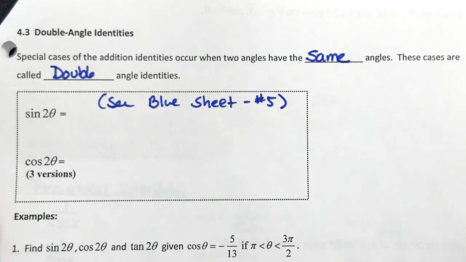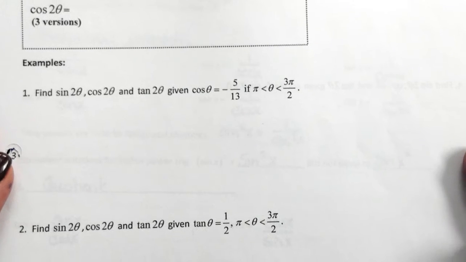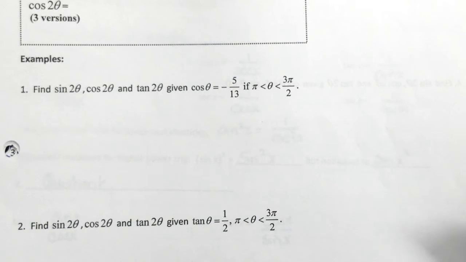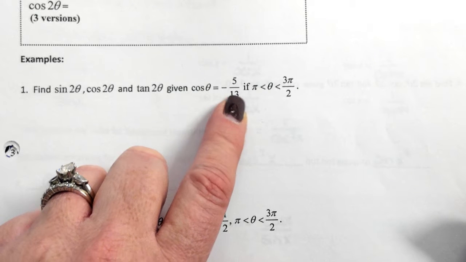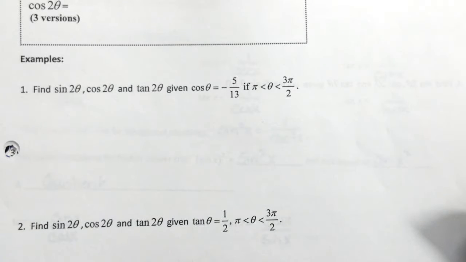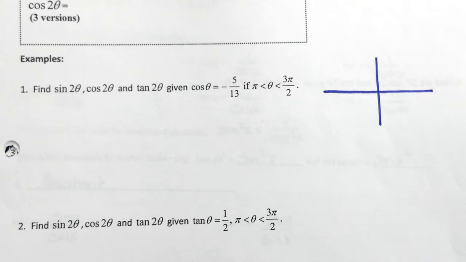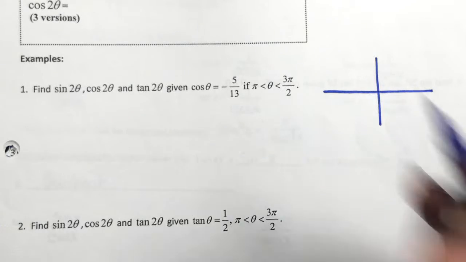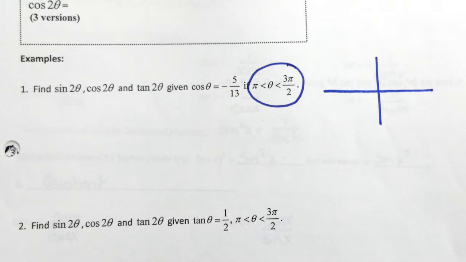Okay? So now, these are mainly all triangle problems. So they want me to find the sine, cosine, and tangent, given that the cosine of theta is negative 5 over 13, and theta is between pi and 3 pi over 2. So just like we did with sum and difference, guess what you're going to have to draw first? You have to draw your triangles. Again, guys, don't mess up drawing your triangle. Make sure you get the location, location, location correct. Look at your location. The angle has to be between pi and 3 pi over 2.